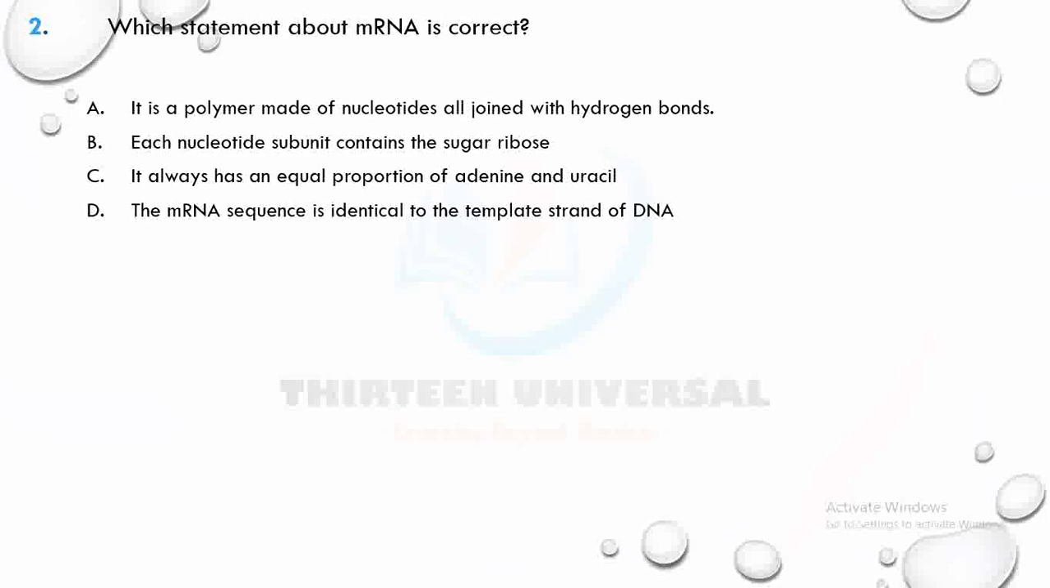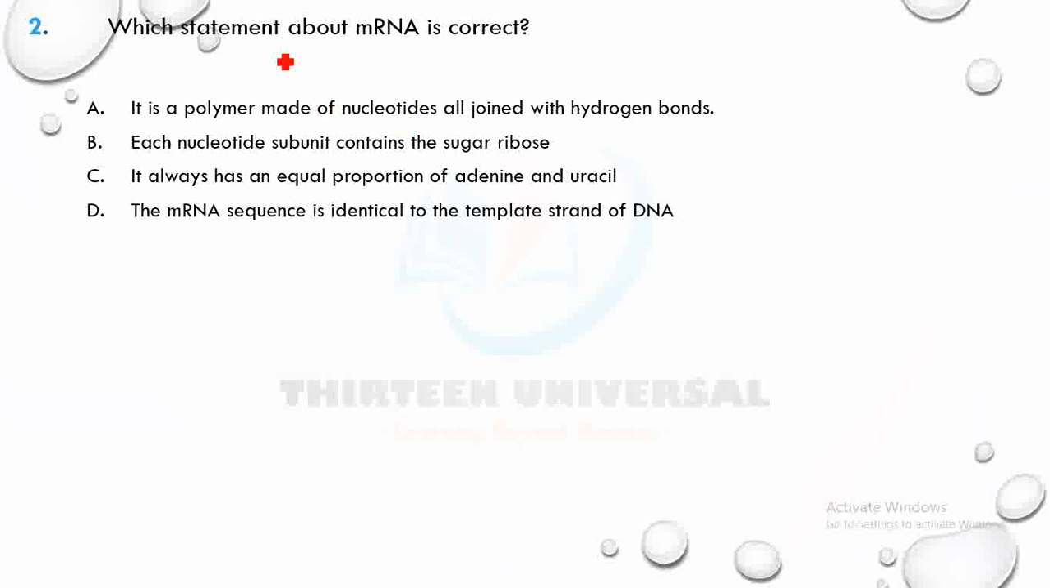Number 2, which statement about mRNA is correct? Okay, pause the video and try it out. A says it is a polymer made of nucleotides all joined with hydrogen bonds. Now hydrogen bonds are not the only bonds that join nucleotides. Hydrogen bond only joins the bases on one nucleotide and the bases on another nucleotide.